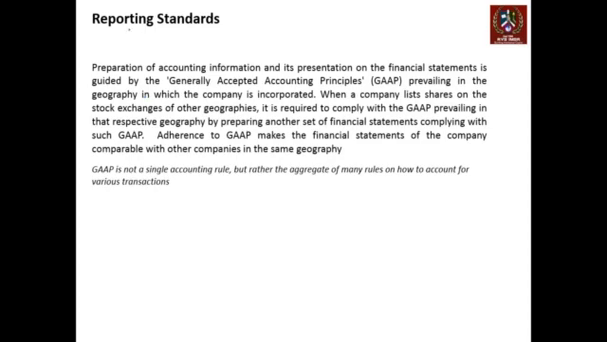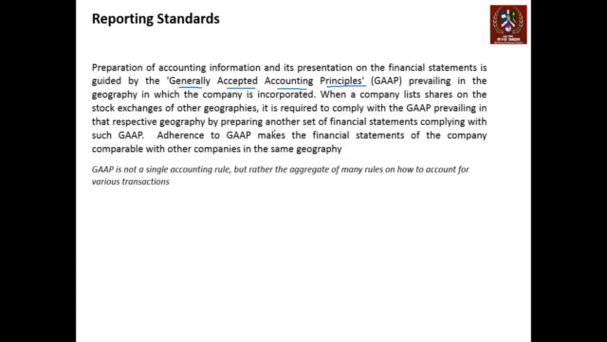Before we close this particular section on recapping the financial statements, it's important to understand what is known as reporting standards. Preparation of accounting information and its presentation on the financial statements is generally guided by what is called GAAP. What is GAAP? Generally accepted accounting principles. It's necessary to have these because otherwise I can report something in some fashion, you can report something in another fashion, and that creates distortions, right?